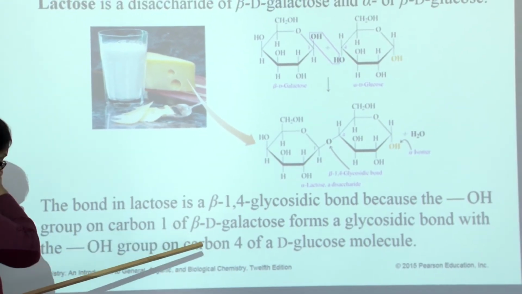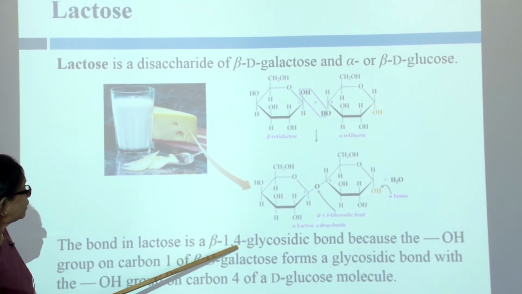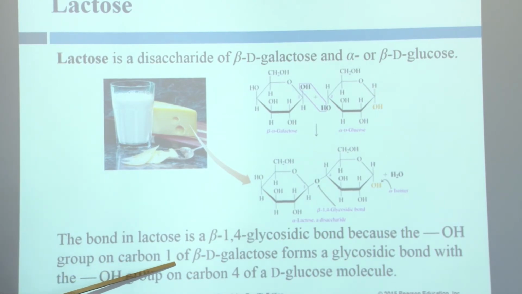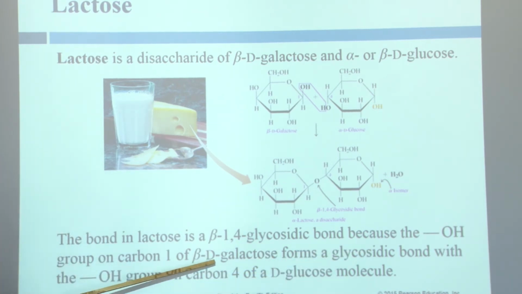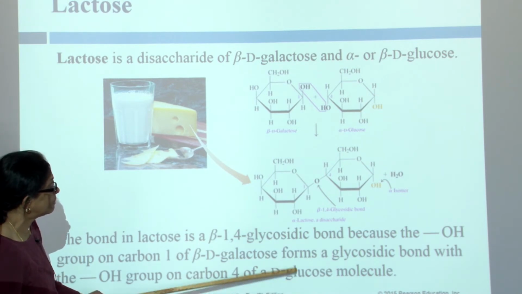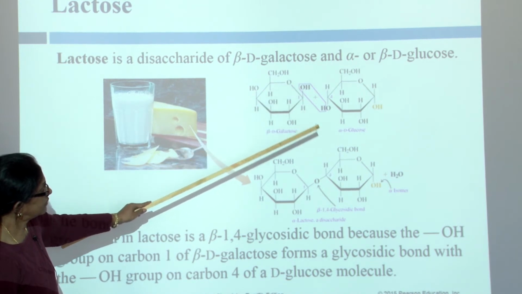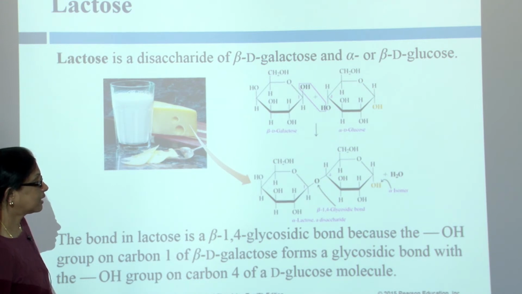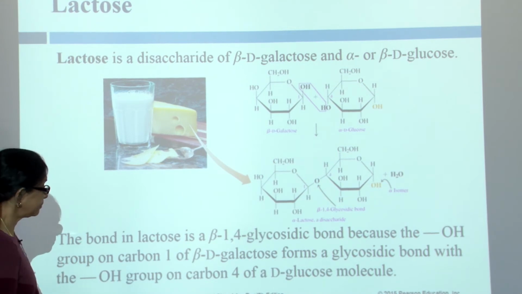The bond in lactose is a beta 1,4 glycosidic bond because the OH group on carbon 1 of the beta D-galactose forms a glycosidic bond with the OH group on carbon 4 of the D-glucose molecule. So this is the beta OH, connecting in a 1,4 beta glycosidic bond. This is carbon 1, carbon 4, with the beta hydroxyl group.